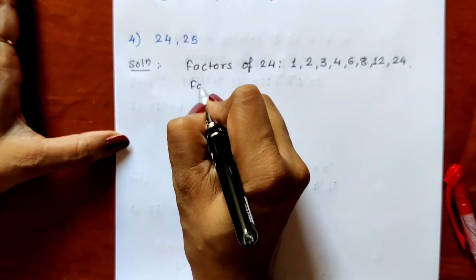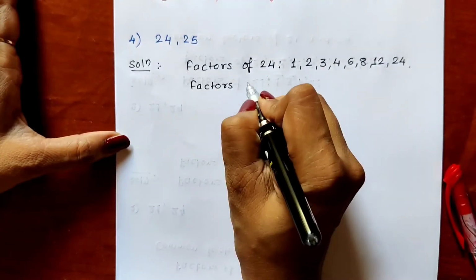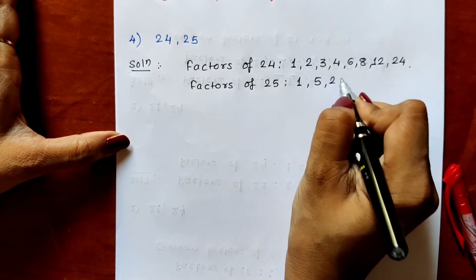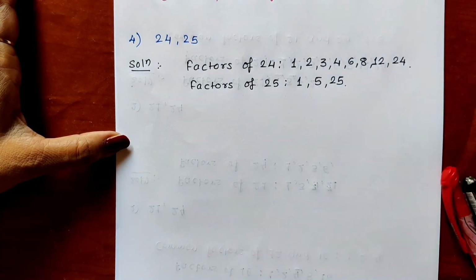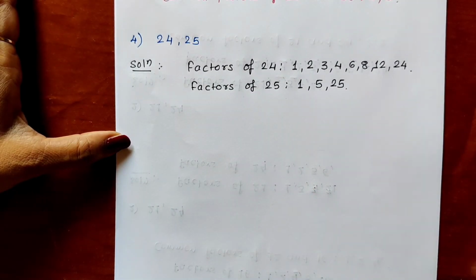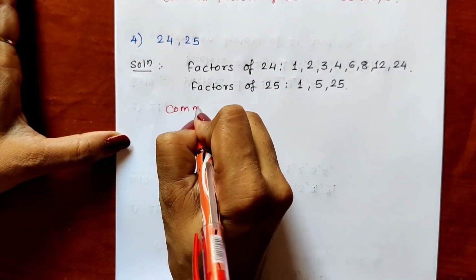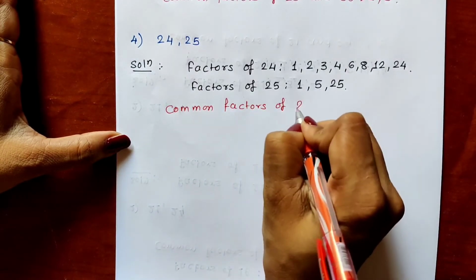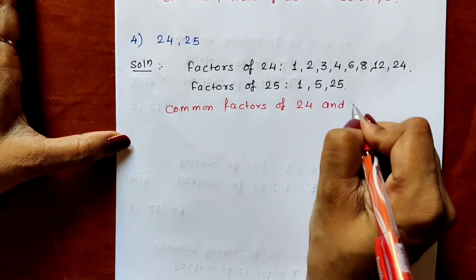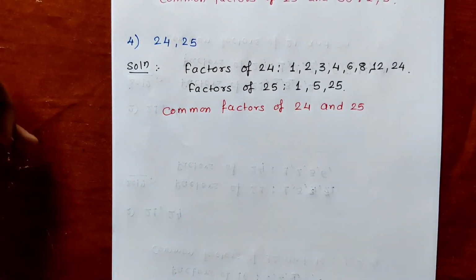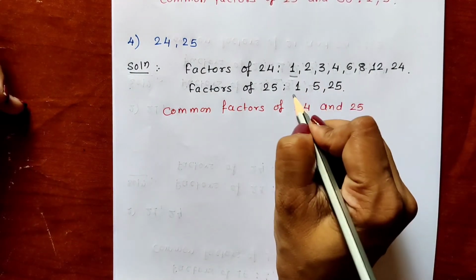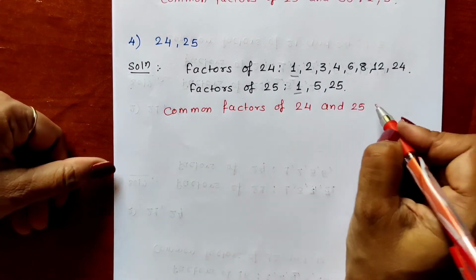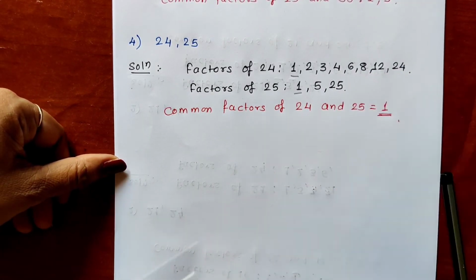Now we will be writing the factors of 25. Just we have seen in our previous sum the factors of 25 are 1, 5 and 25. So we will be writing the common factors. Common factors of 24 and 25. Just underline 1. Is there any other common factor? We cannot see. So 24, 25 common factor is 1 only.